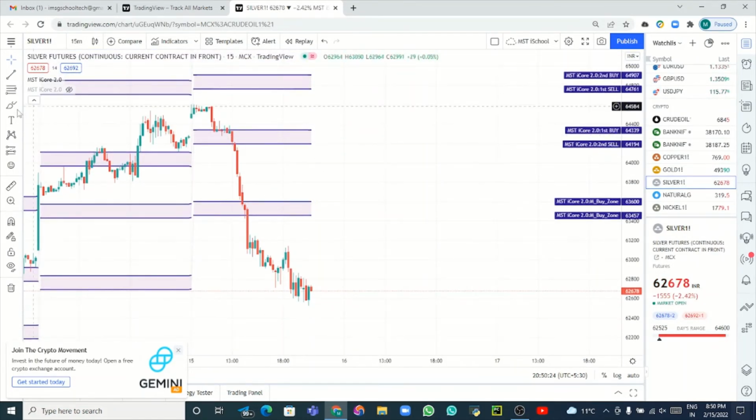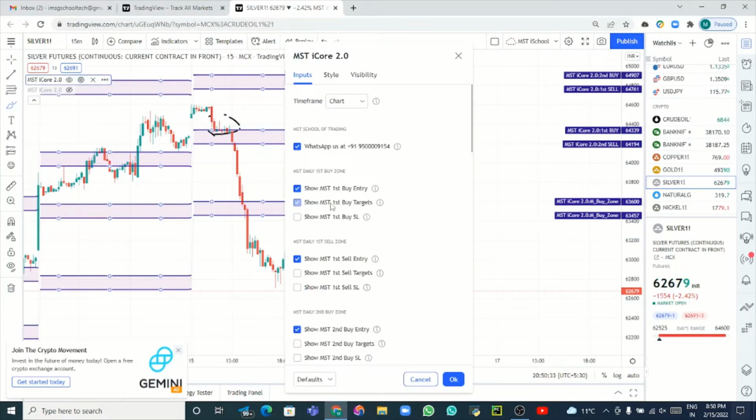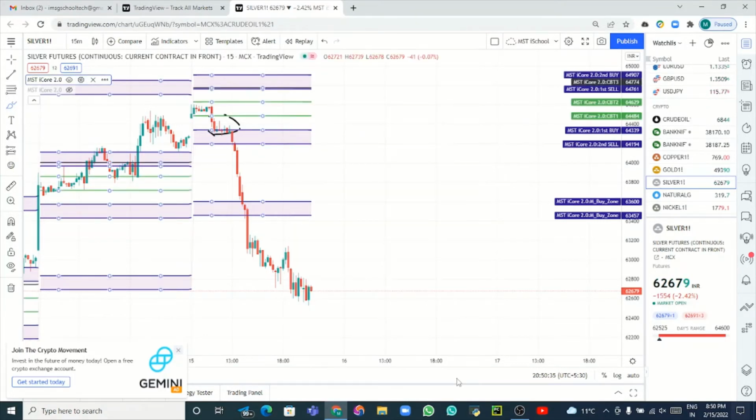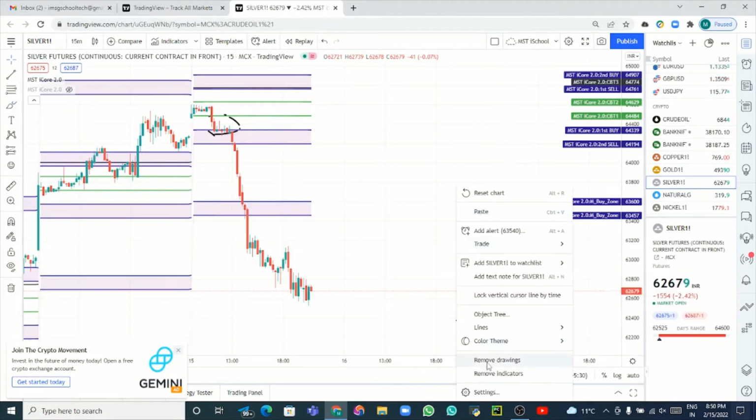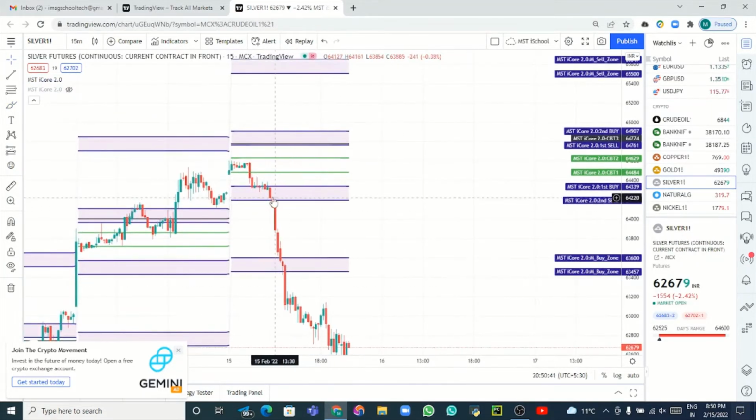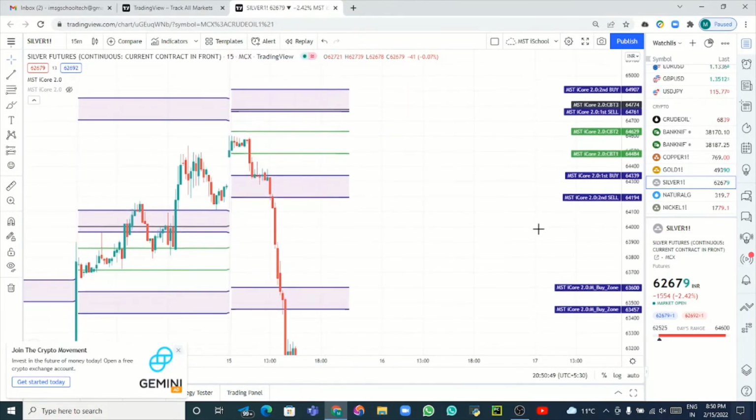First buy activated. See here, first buy activated. It has given small points. Let me show you whether we got the profit or not in the entry. I will make it clear now. See here, we have got almost 90% in the first buy entry, but we should not consider this target hit. So SL hit.